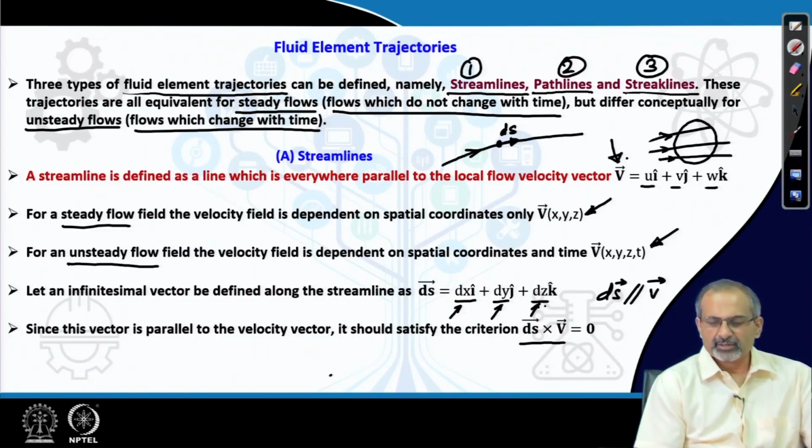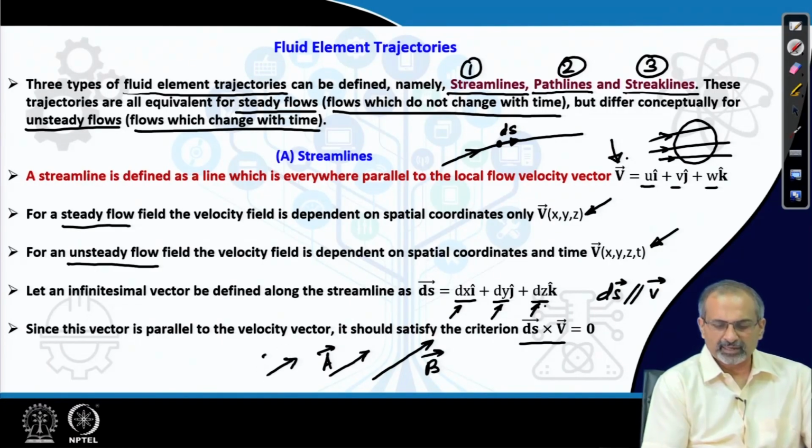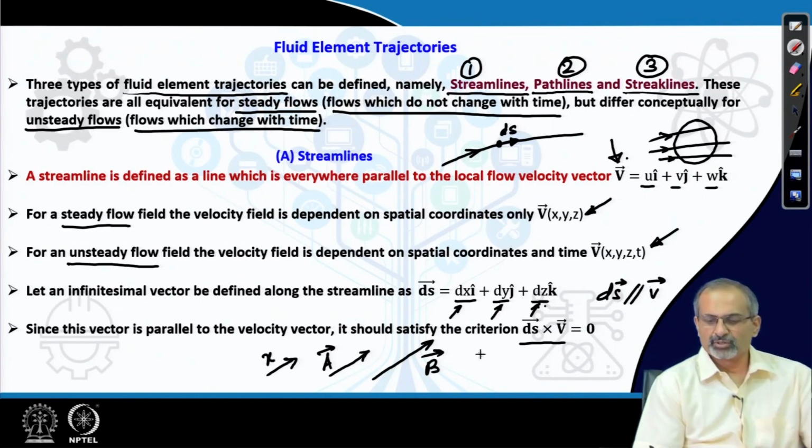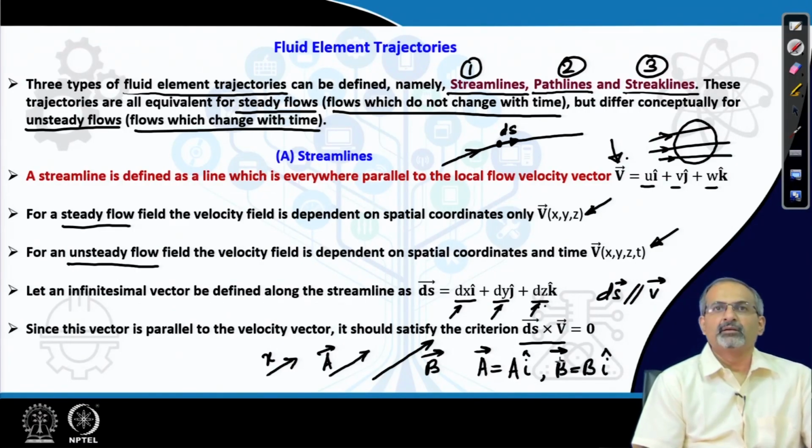Now, let us say you have a vector A and another one B, which are both parallel to each other, and let us say they are along the x direction. So, you would define A as its modulus times i, and B also in a similar manner like this. Now, you know that if you take a cross product of the 2 vectors, they will go to 0, because i cross i goes to 0.